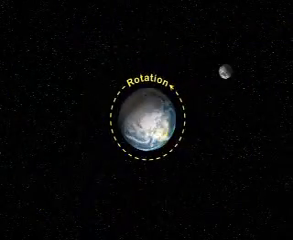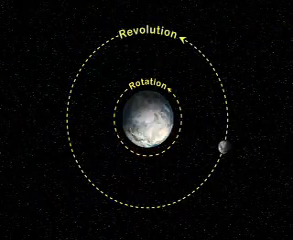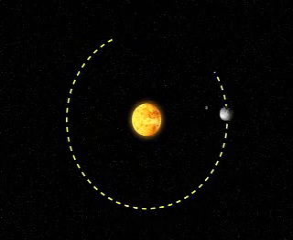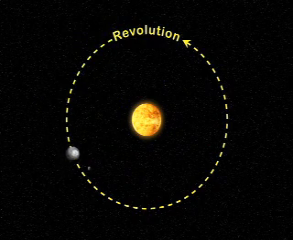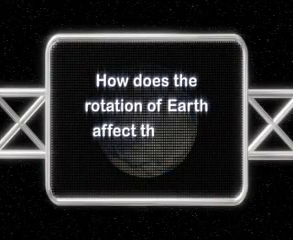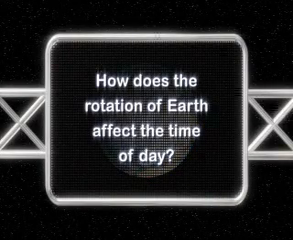Earth rotates on its axis, and the moon revolves around the Earth. At the same time, the moon and Earth together revolve around the sun once every 365 days, which is 1 year. So how does the rotation of Earth affect the time of day?